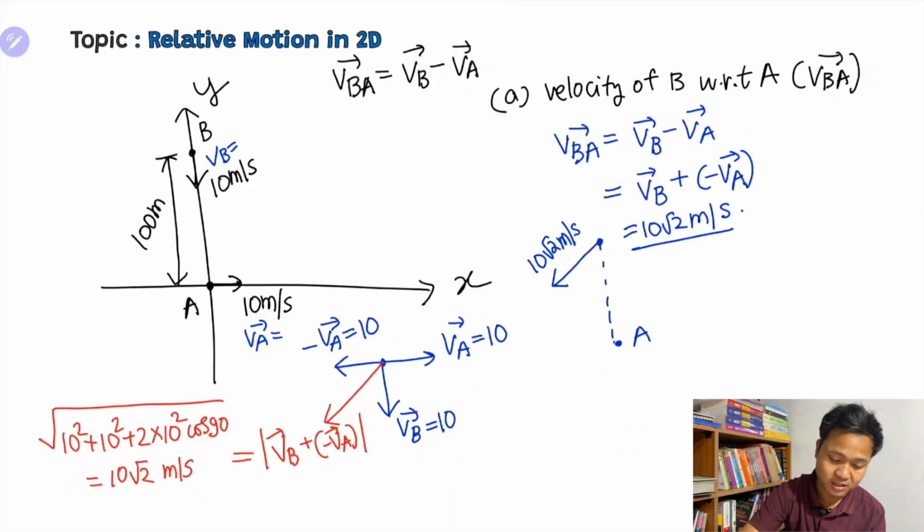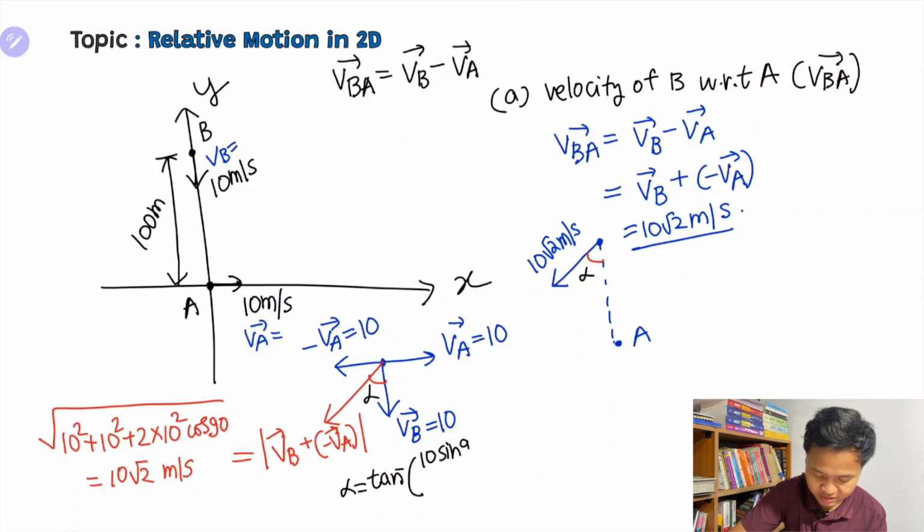Then how much is the angle? This angle. So here I have 10 root 2, the resultant is 10 root 2. I will apply the formula to it. Let's say alpha. Alpha will be given by tan inverse of 10 sin 90 divided by 10 plus 10 cos 90.